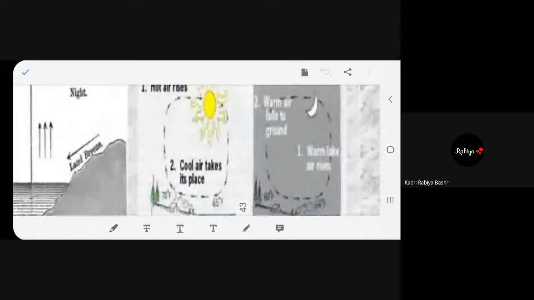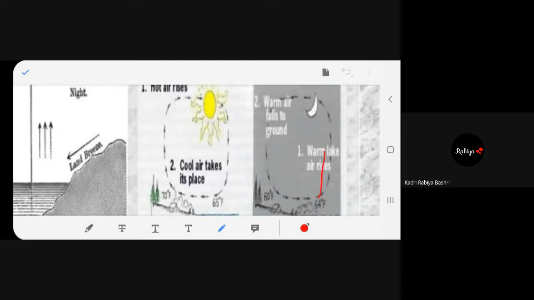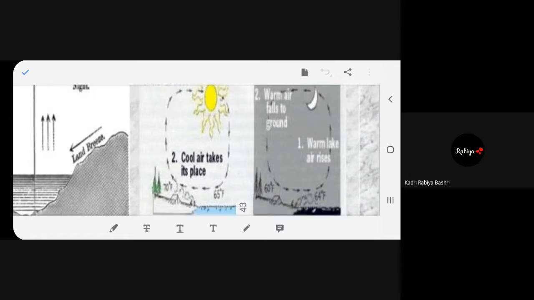And during night time, it's a lake or something of that sort, or it's a reservoir of water. Warm air goes up during the night time. And later, the air falls to the ground and the cycle completes. This is actually monsoon, how the rain takes place.